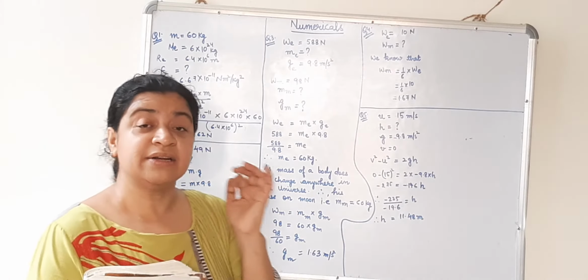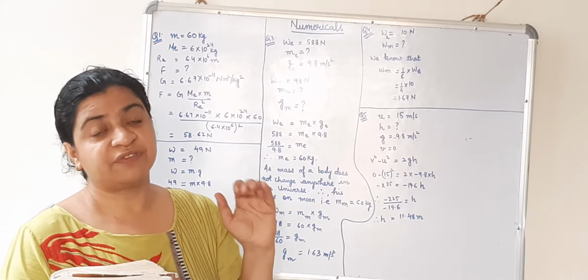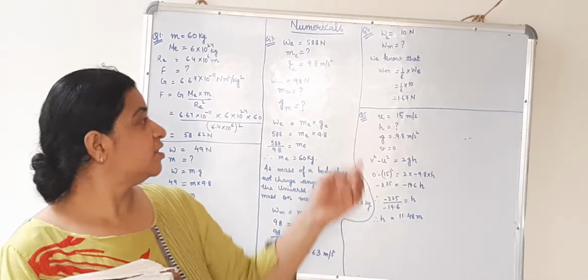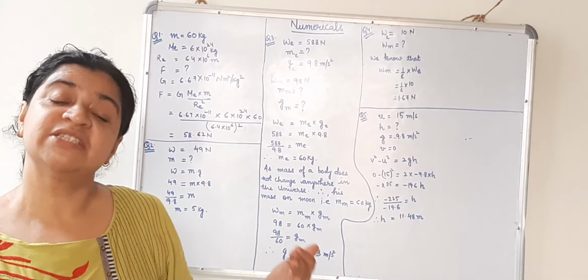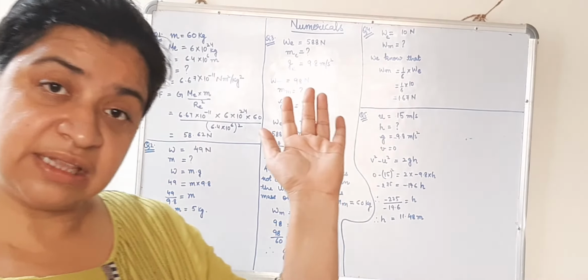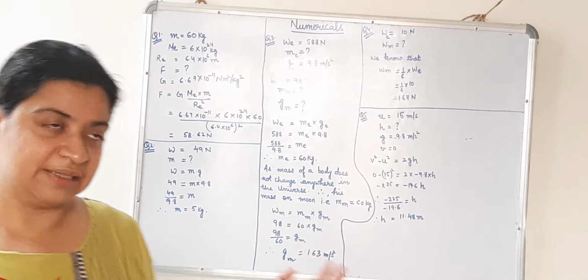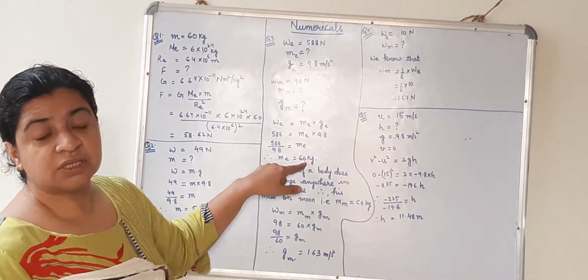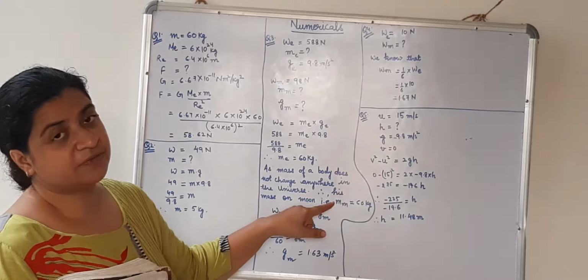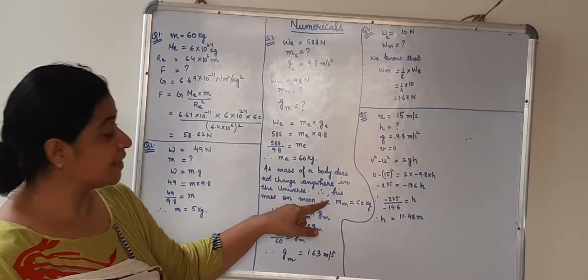Acceleration due to gravity only changes with the place. If you are on the earth, g will be 9.8 meter per second square. If you are on the moon, it will be something else. If you are anywhere else in the universe, it will be something else. So if the mass of the person on the earth was 60 kg, that means the mass of the person on the moon would also be 60 kg.